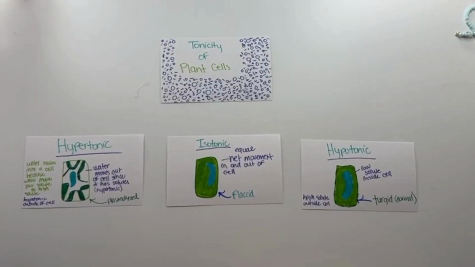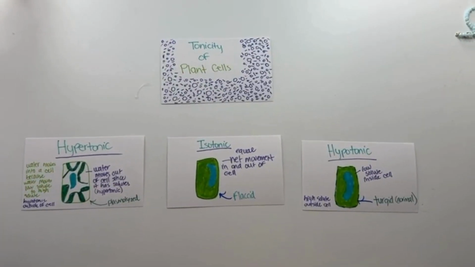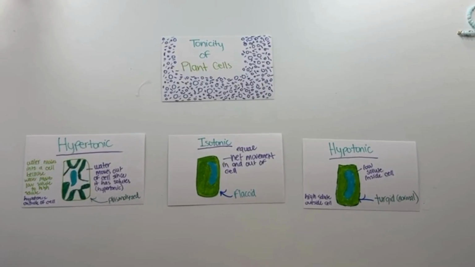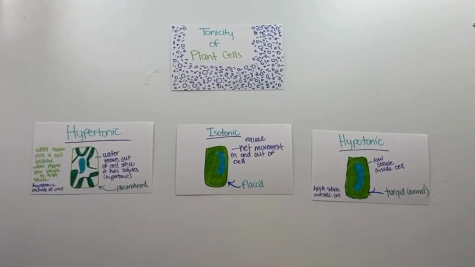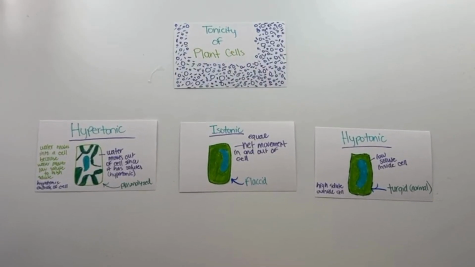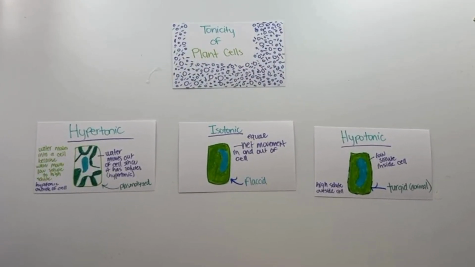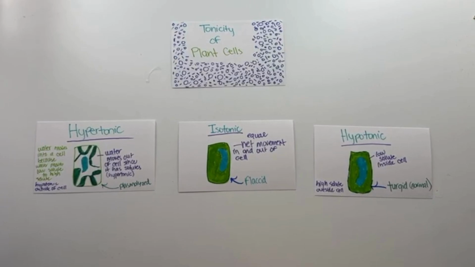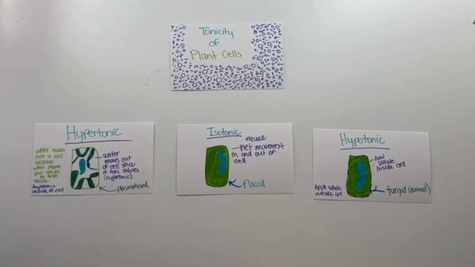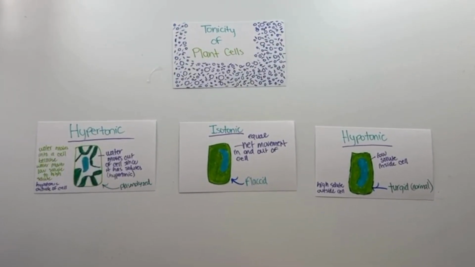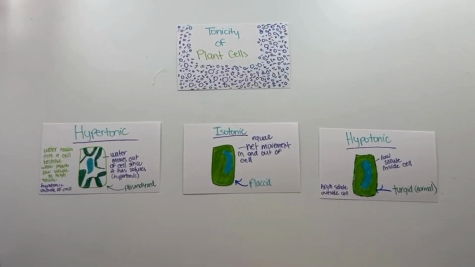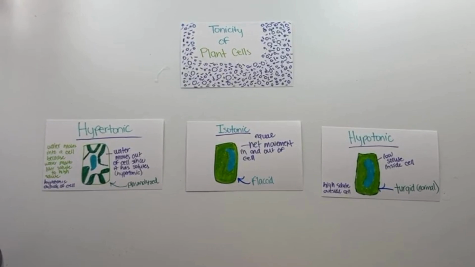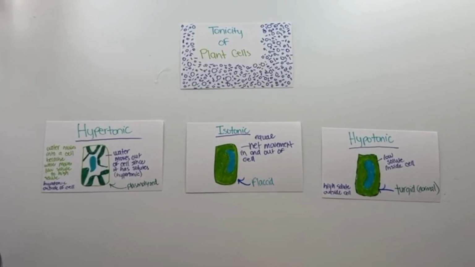I'm going to discuss the tonicity of plant cells. In hypertonic solutions, water moves out of the cell because of its solutes. Like stated before in the red blood cells, hypertonic makes it shrink, but in plant cells, we call it by a different name, plasmolyzed. So water moves into the cell because water moves from low solute to high solute.